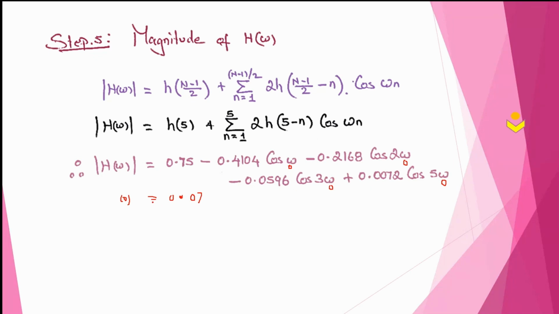Then substitute the omega value as 15. Wherever omega is there, what do we do? Substitute 15. So cos 15, cos 2 into 15, then cos 3 into 15, then cos 5 into 15. If we substitute like this, the value you will get is 0.125.